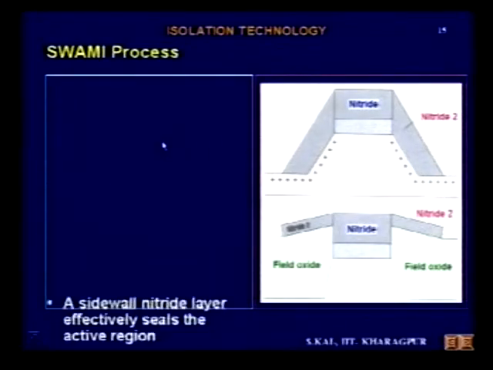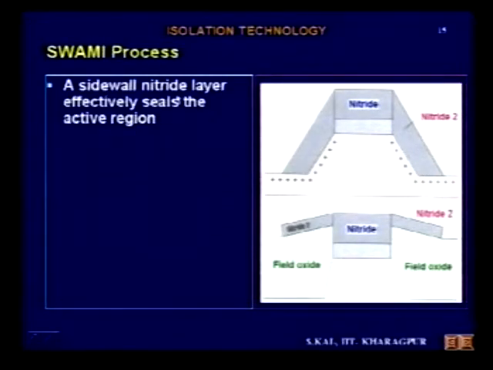Okay, and a side wall nitride layer effectively seals the active region. This side wall and this side wall, along with the top layer nitride, will seal the active region. This is the active region. On all sides it is sealed.